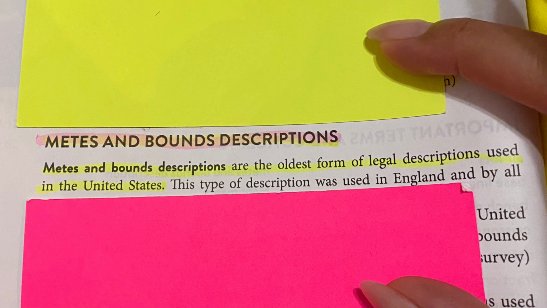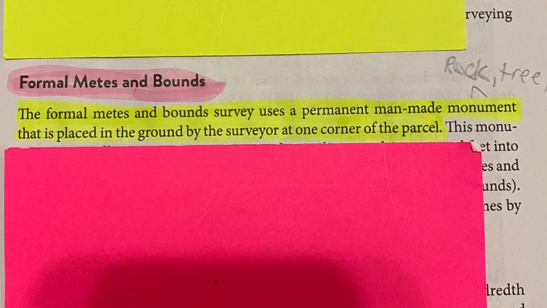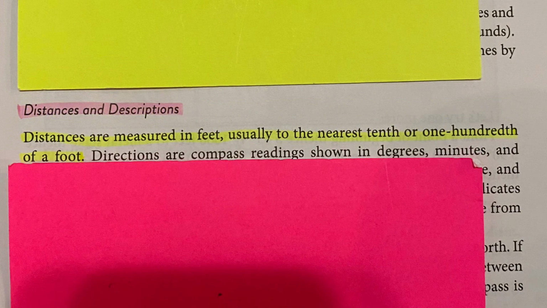Metes and bounds descriptions. Metes and bounds descriptions are the oldest form of legal descriptions used in the United States. Formal metes and bounds. The formal metes and bounds survey uses a permanent man-made monument that is placed in the ground by the surveyor at one corner of the parcel. Distance and descriptions. Distances are measured in feet, usually to the nearest tenth or hundredth of a foot.